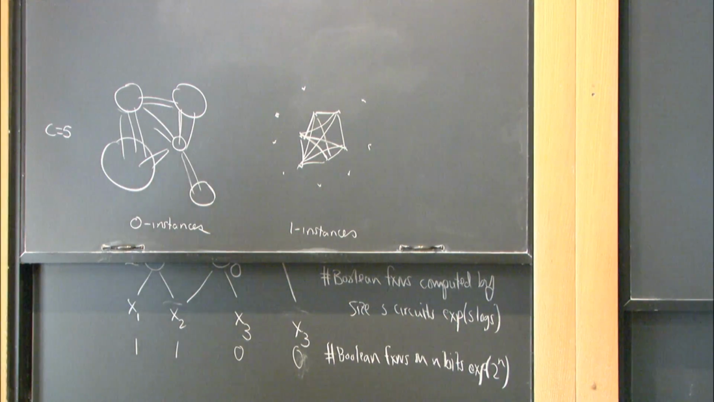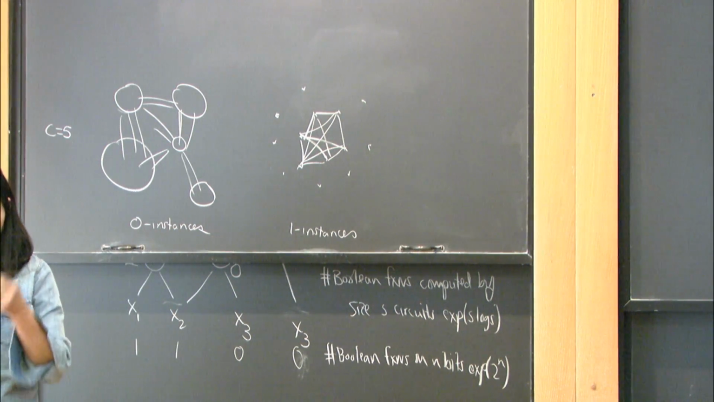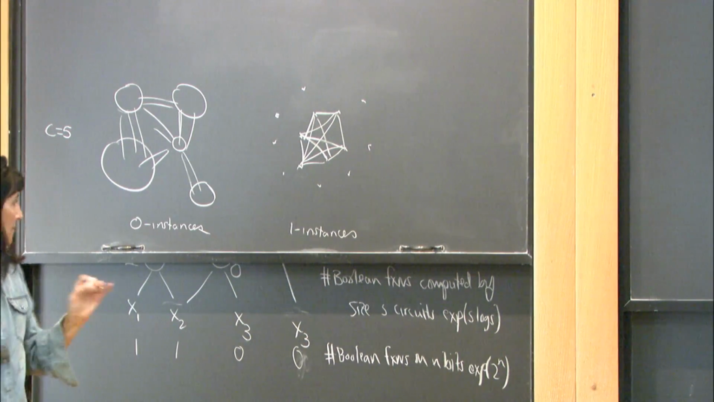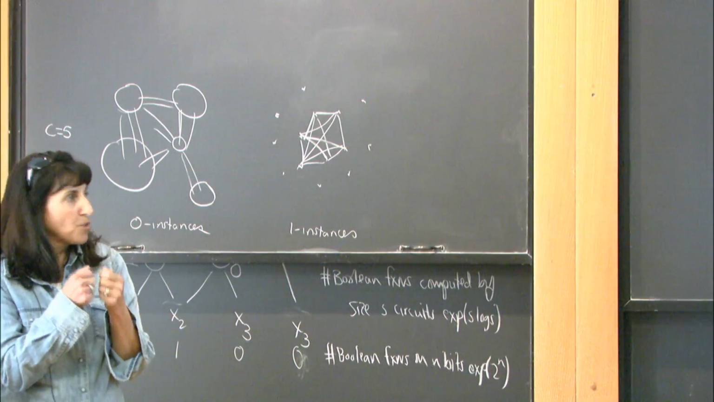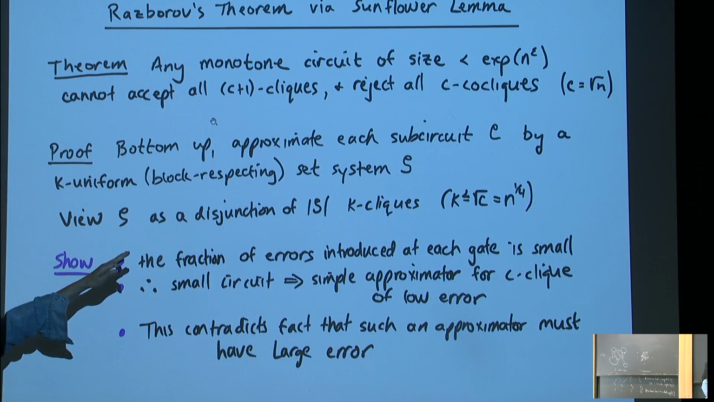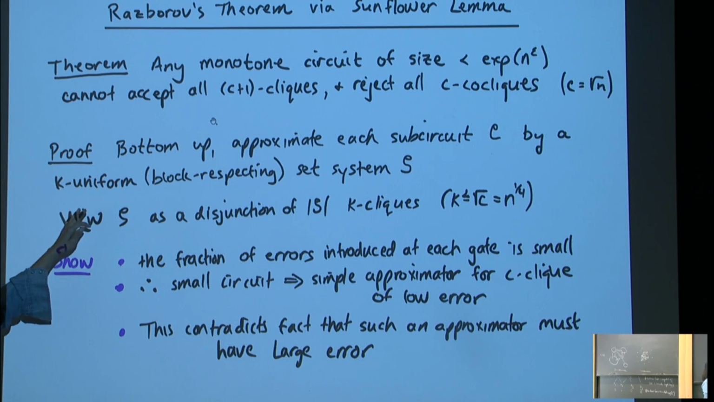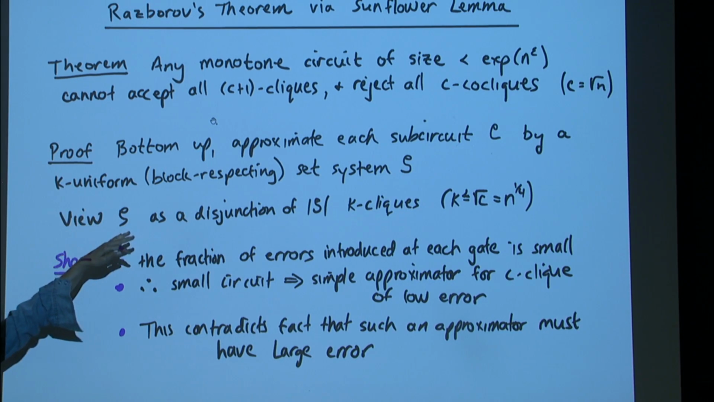The basic idea behind the proof is to look at every sub-circuit of the circuit, and approximate each sub-circuit by a very simple object. We assume for the sake of contradiction that we have a small circuit. We're going to bottom-up approximate all the sub-circuits, each of them by a different k-uniform block respecting set system. It doesn't have to be block respecting, but that's how I like to do it.